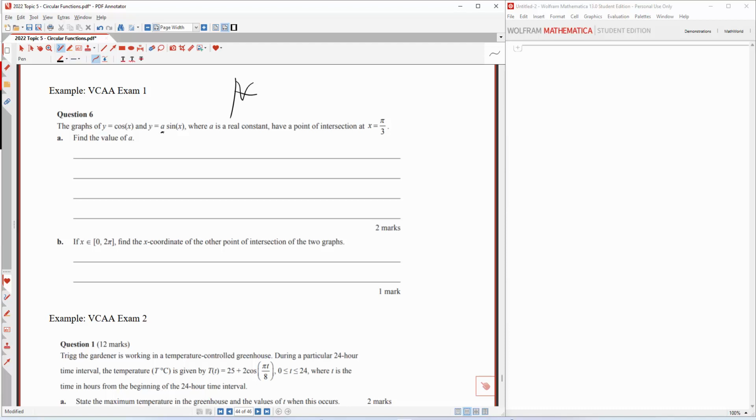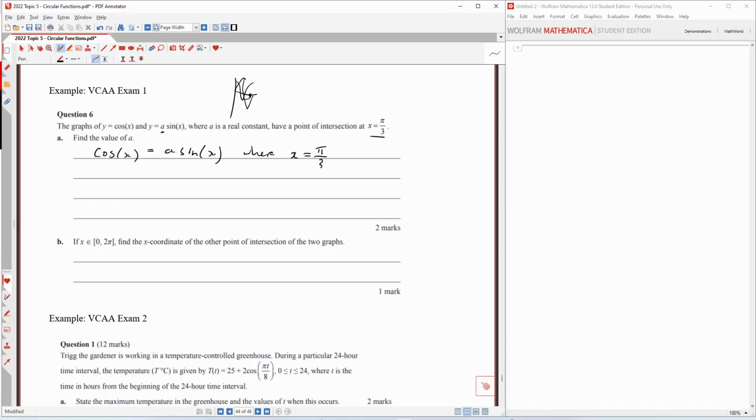so we've got a dilation factor from the x-axis, so you know, sort of could go like this for one cycle. Scale not fantastic, and what we know is that they have a point of intersection at pi on 3, so they're going to collide at pi on 3 and probably somewhere else. So we want to find the value of a that makes this happen. So what we'll do is let them equal each other. Cosine x is the same as a sine x, where x equals pi on 3.